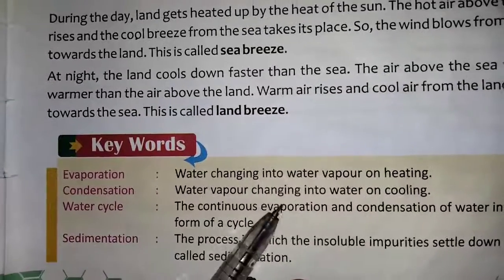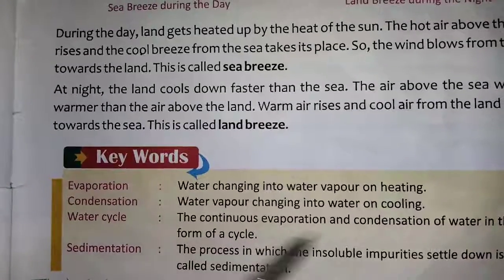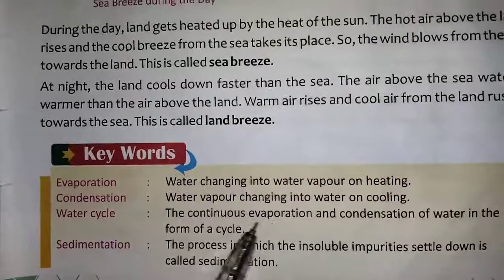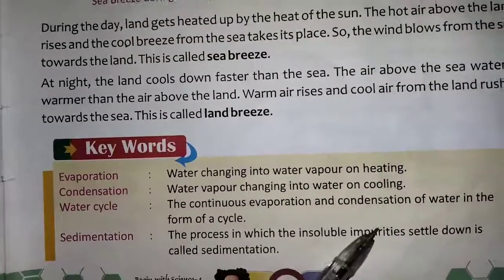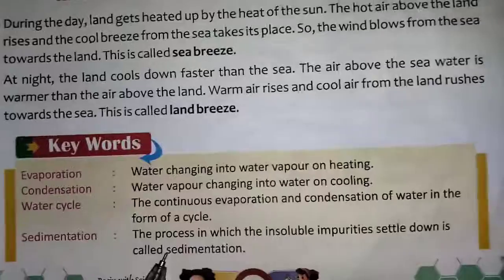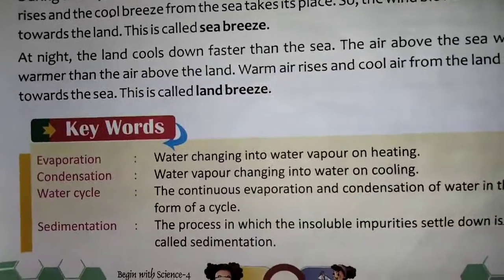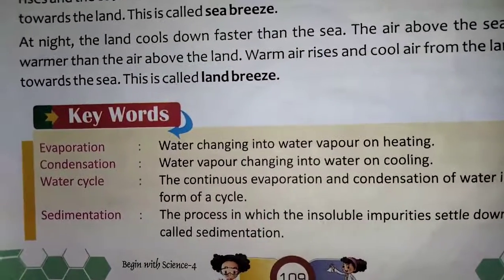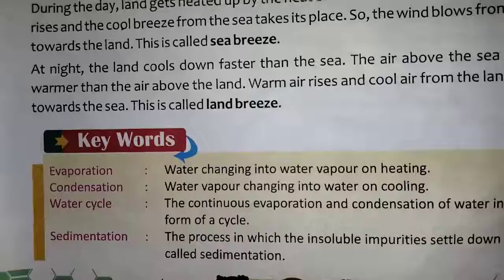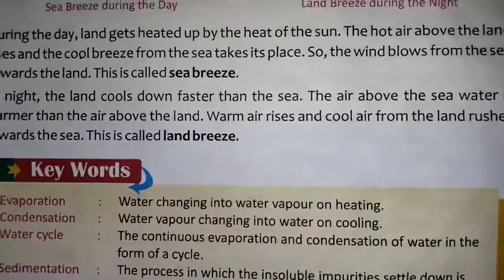Evaporation, water changing into water vapor on heating. Condensation, water vapor changing into water on cooling. Water cycle, the continuous evaporation and condensation of water in the form of a cycle. Sedimentation, the process in which insoluble impurities settle down, is called sedimentation.